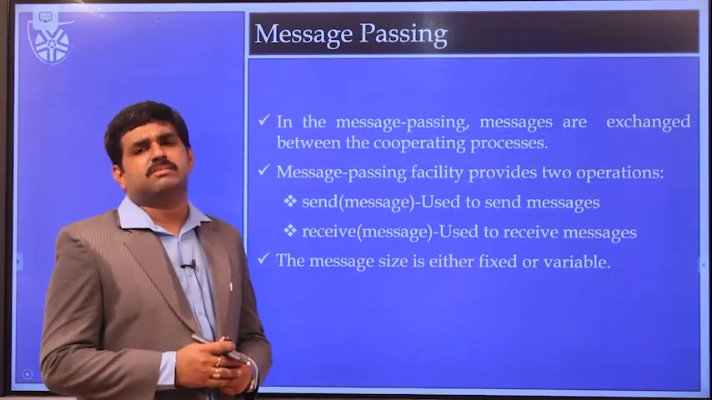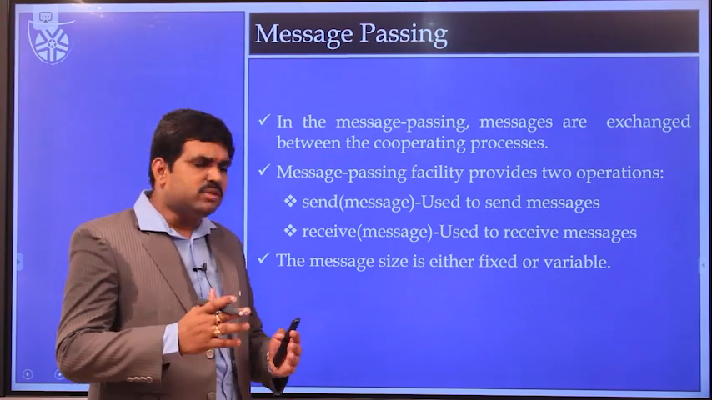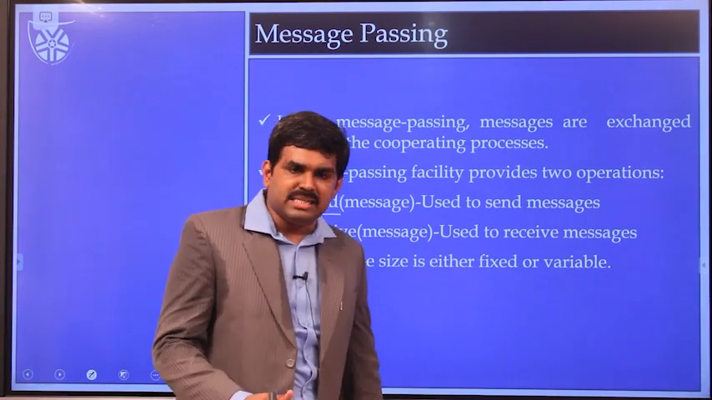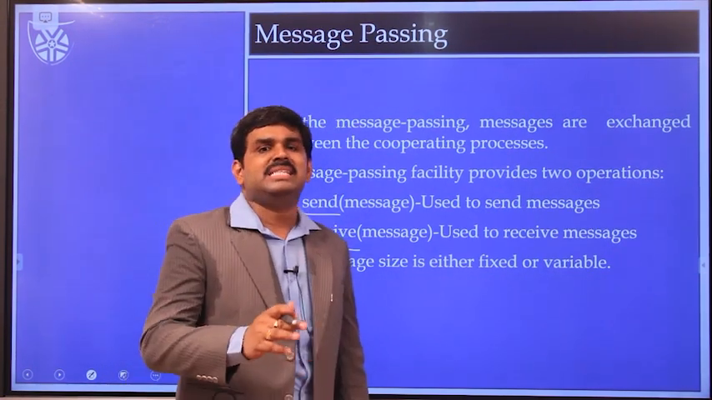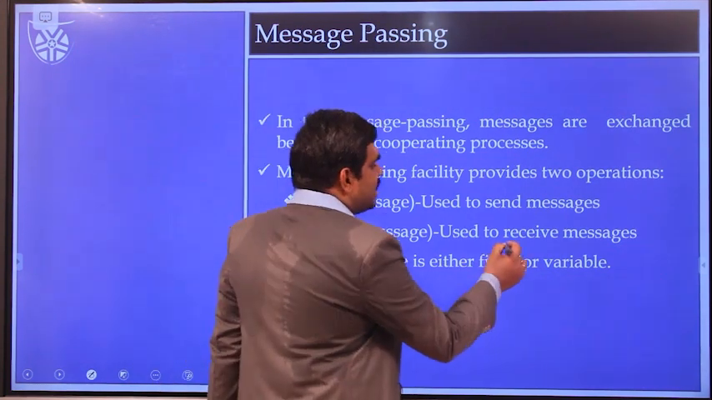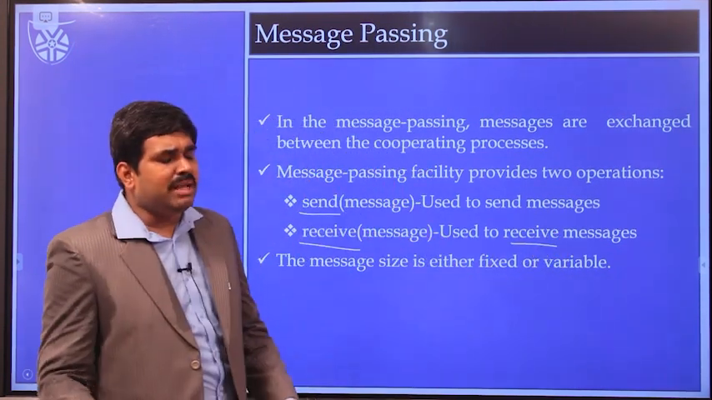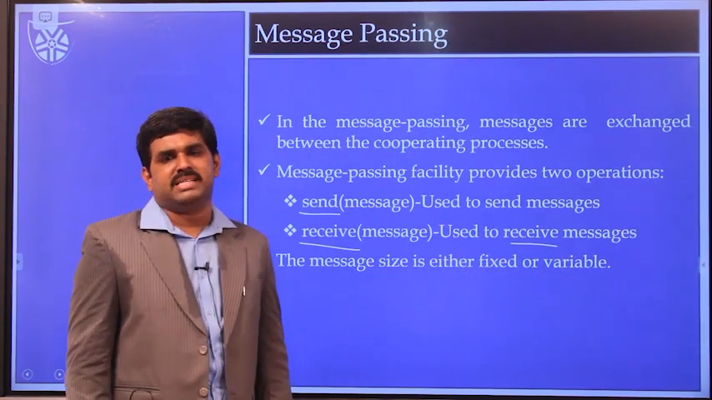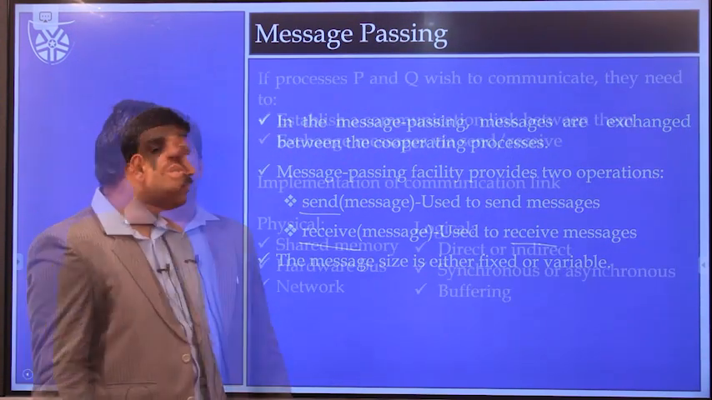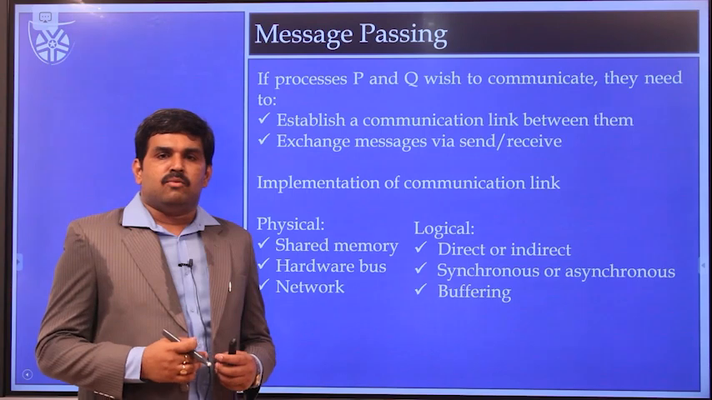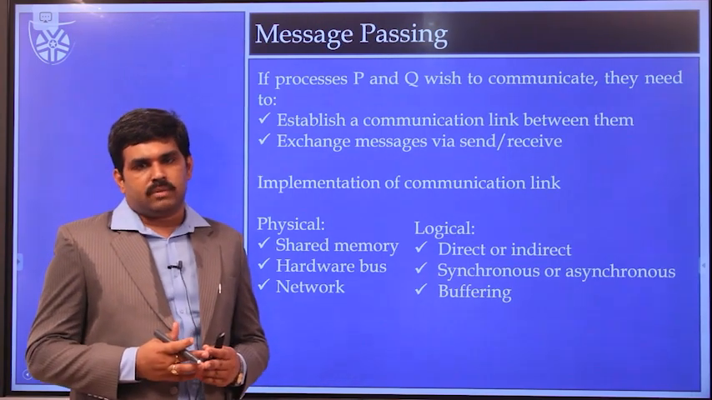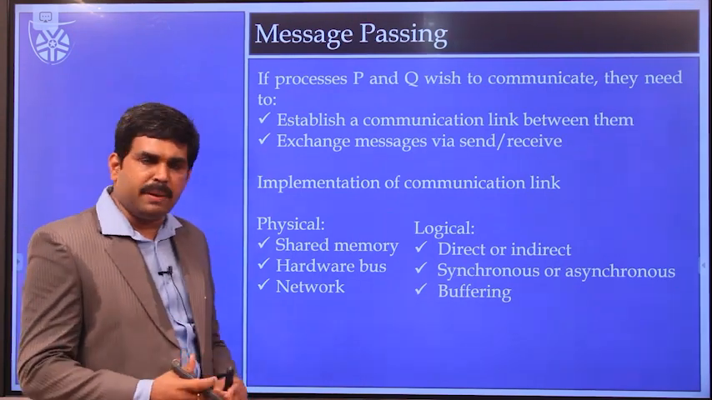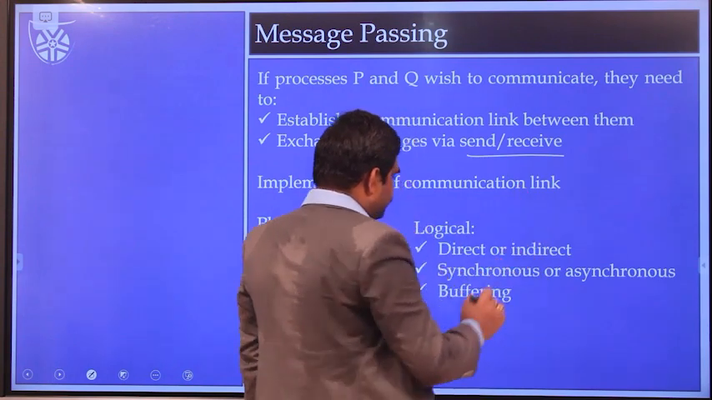In message passing systems, messages can be exchanged by using two primitives called send and receive. Send of message means a user sends a message. Receive of message means a user receives a message. The message size is either fixed or variable. Two processes can communicate with each other only if a link has been established among them, to exchange information using the two primitives send and receive.